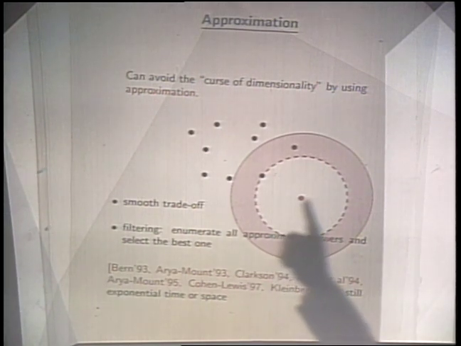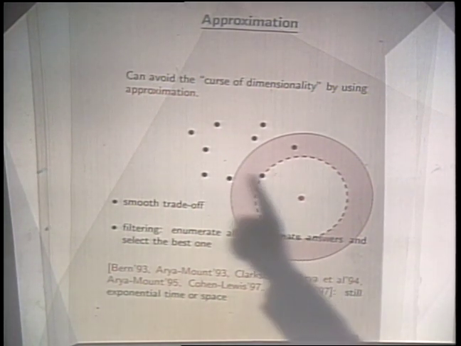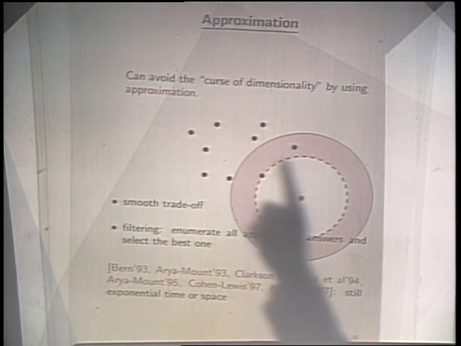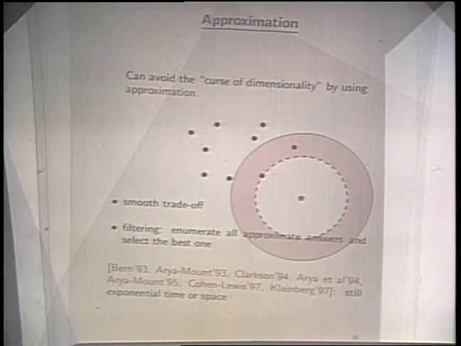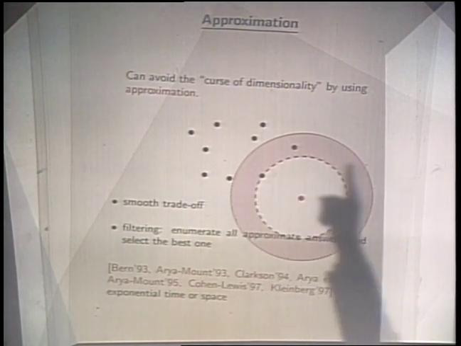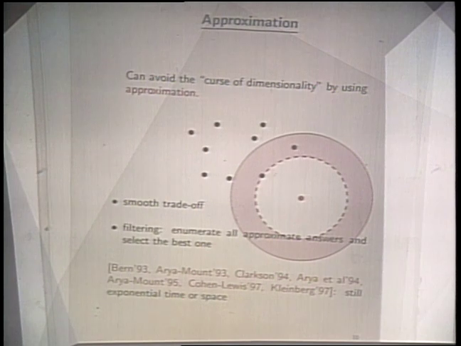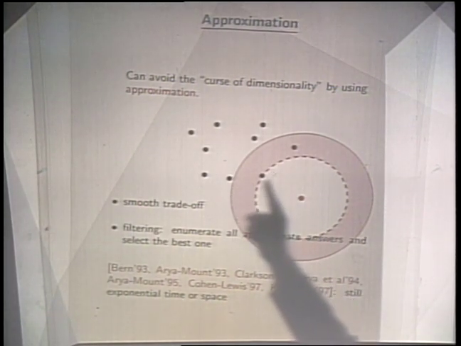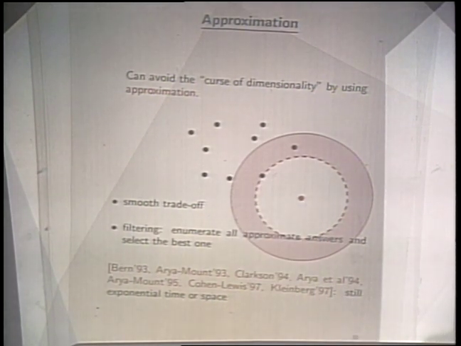So again, here is the query point, and this is the nearest neighbor, and this is the point which we'll have to output in the exact case. However, in the approximate case, we allow the algorithm to output any point in this shaded annulus. The error which we allow is exactly the ratio of the width of the annulus to the distance to the nearest neighbor. This is the definition of the error which we assume.